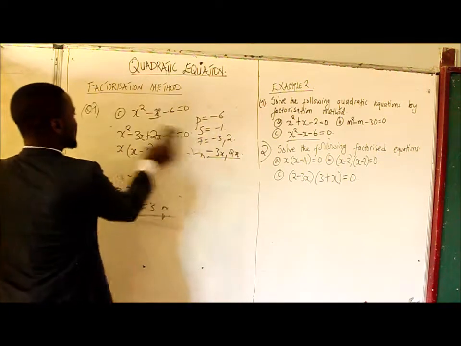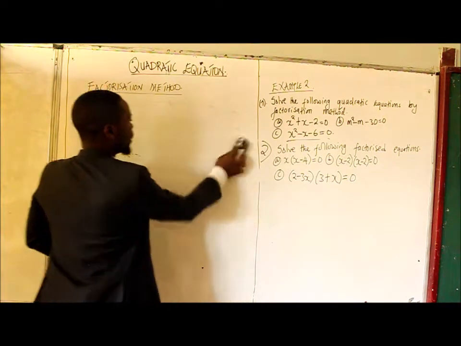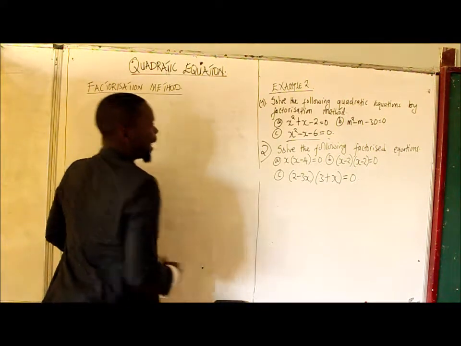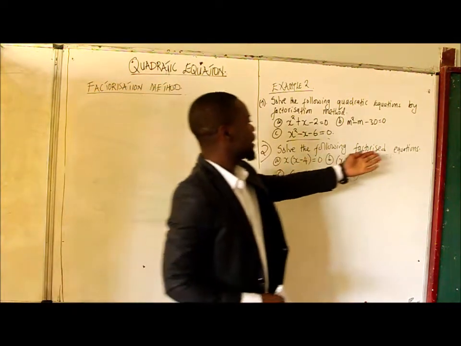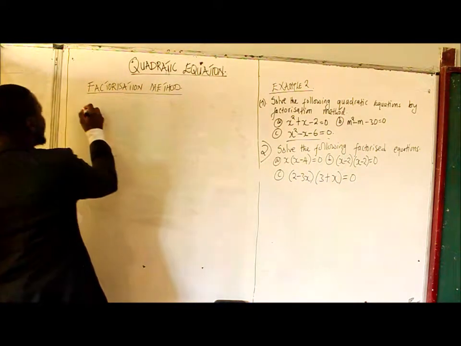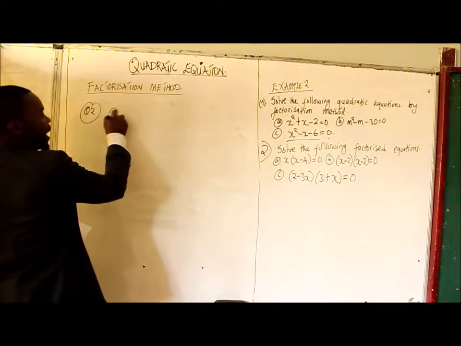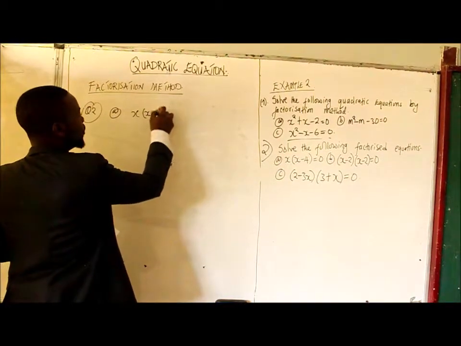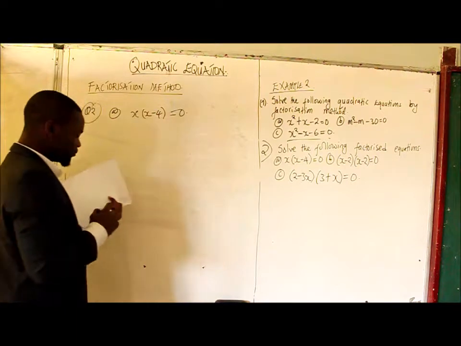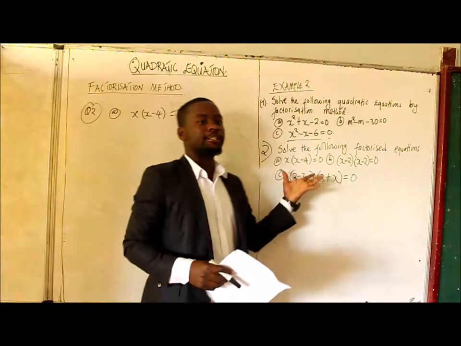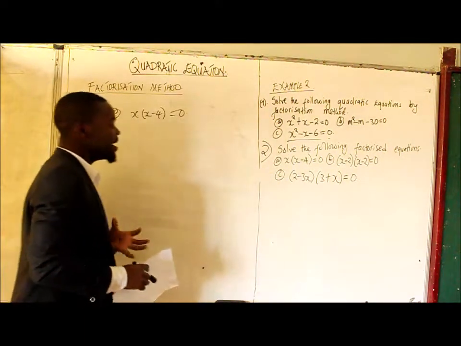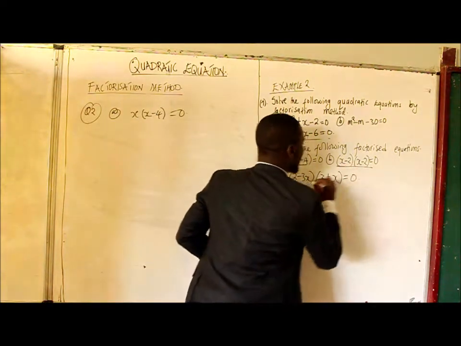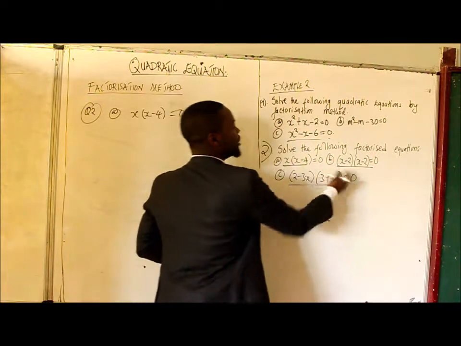Alright, let's go to question 2. Question 2 is saying, solve the following factorized equation. You have got x open bracket x minus 4 is equal to 0. Question 2 is very simple. It's very simple so that they have helped us by giving us factorized products and equating them to 0.